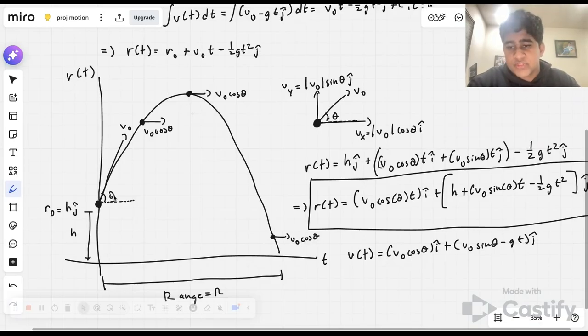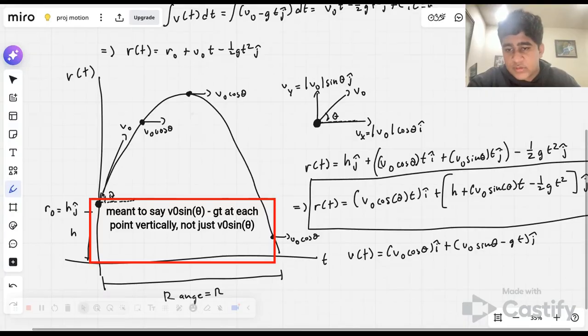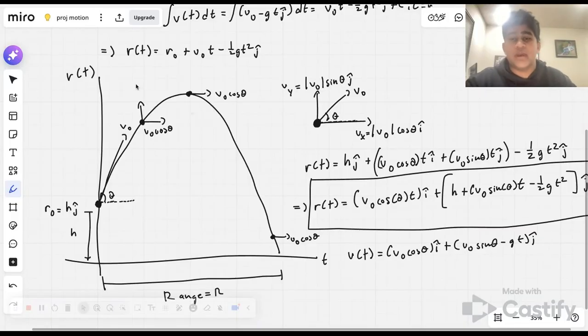What we also know is that over here, it has some velocity, which is v naught sine theta. Over here, this v naught sine theta is equal to 0, and then we'll see that because of gravity, it eventually starts going downwards. So over here, we'll have v naught sine theta.